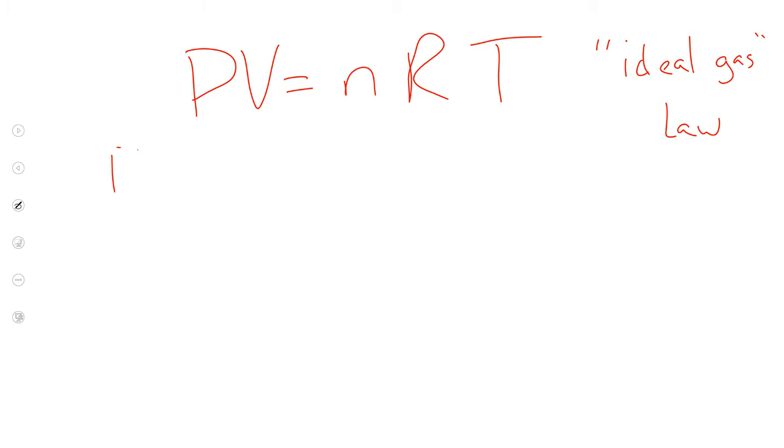The two main assumptions we're making when we say something is an ideal gas or behaves like an ideal gas: we're making the assumption that those molecules don't interact with each other, like we were just talking about. They're totally separate. They have no interaction with each other. So molecules don't interact. And in more physics terms, mathematically, we can say we're assuming that all collisions are elastic collisions.